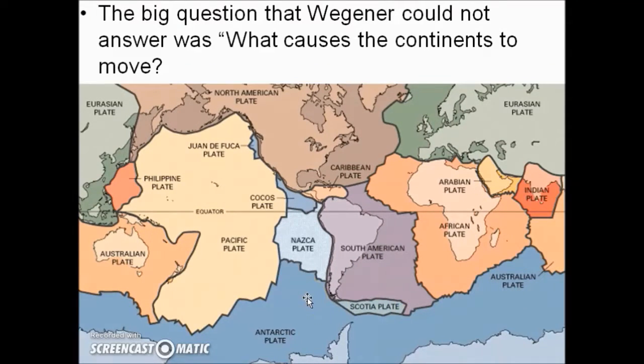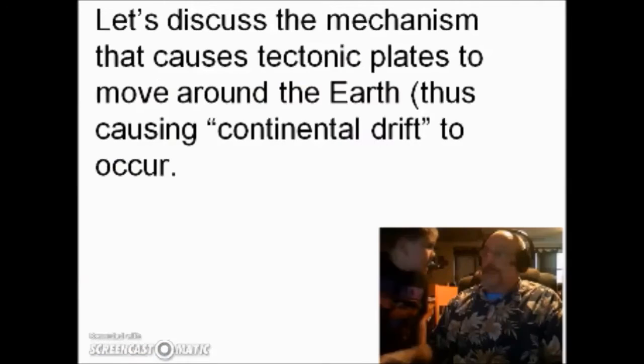One of the big questions that Wegener could not answer was what causes the continents to move. Now, he had a couple of problems. One of his problems, and why a lot of people didn't believe him about continental drift, was that the continents are so big and they move so slowly that it was very difficult to see this in action, if not really impossible with the technology of the time. And also the other big question is he could not explain the mechanism. He could not explain how the tectonic plates could move, how the continents could actually drift over time.